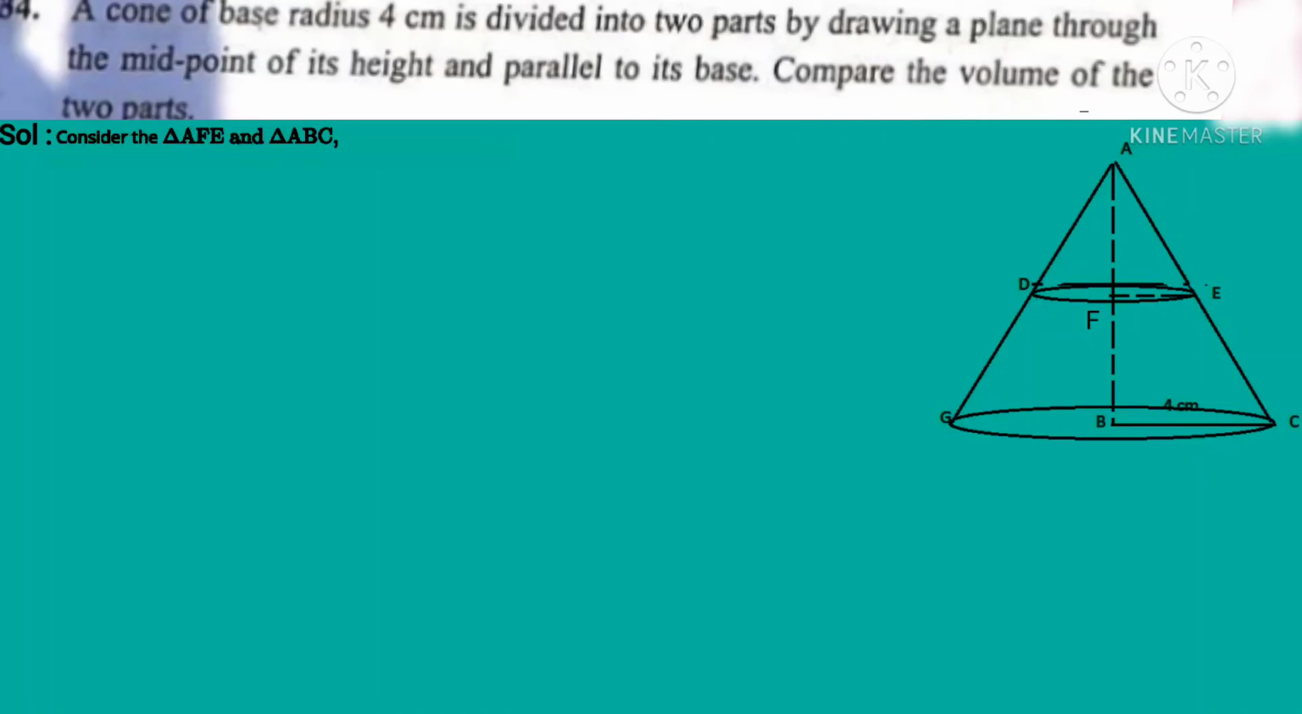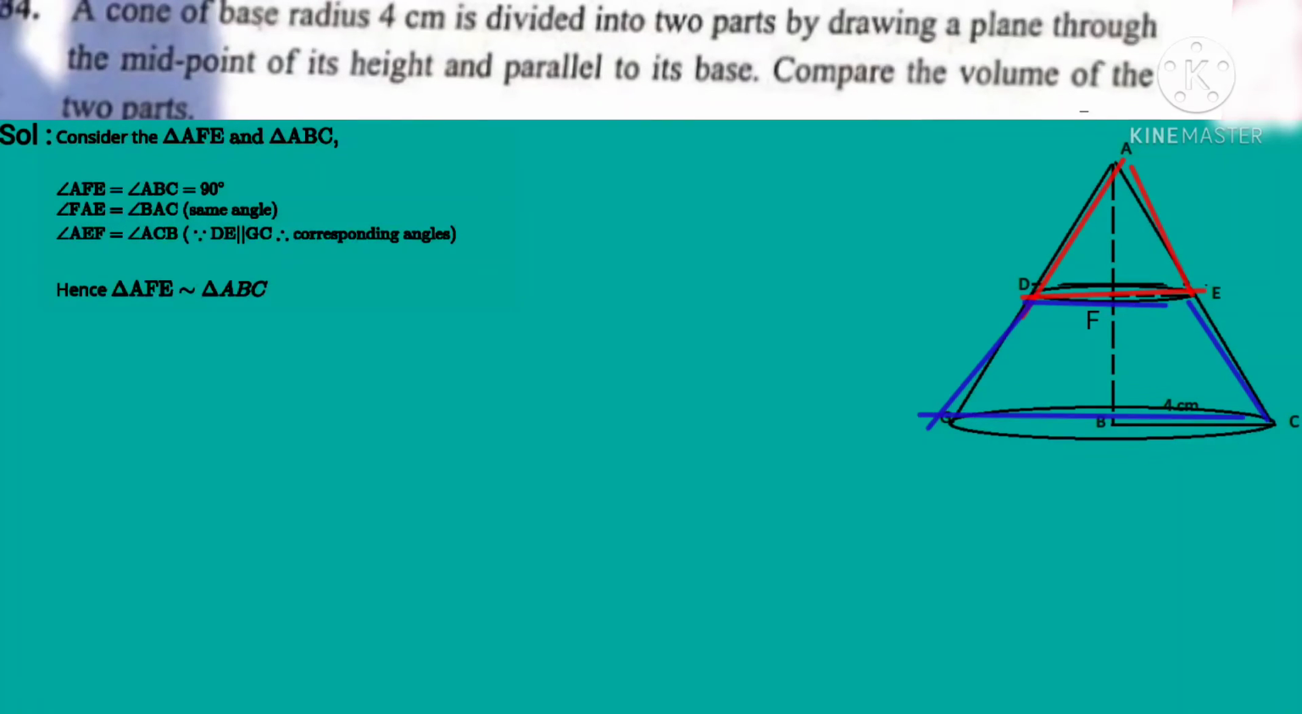The question is, a cone of base radius 4 cm is divided into two parts by drawing a plane through the midpoint of its height and parallel to its base. Compare the volume of the two parts. We have to compare the volume of these two parts, ADE and GCED. So consider the triangles AFE and ABC.